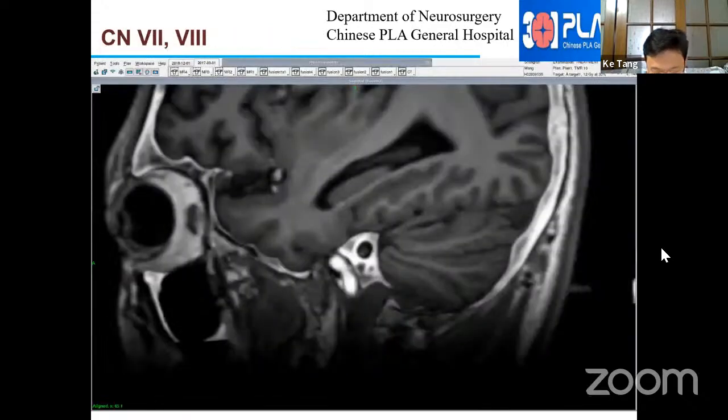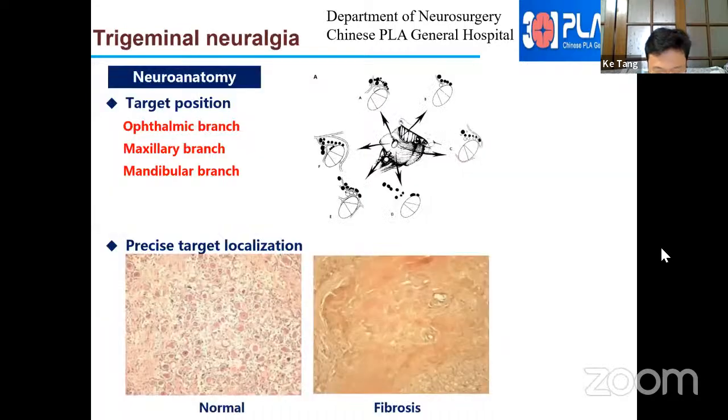The validation of precise localization of targets can be shown in the Gamma Knife treatment of trigeminal neuralgia. As we know, the trigeminal nerve has an ophthalmic branch, maxillary branch, and mandibular branch. If the high dose of Gamma Knife targets the branch precisely, we will achieve satisfied pain relief.